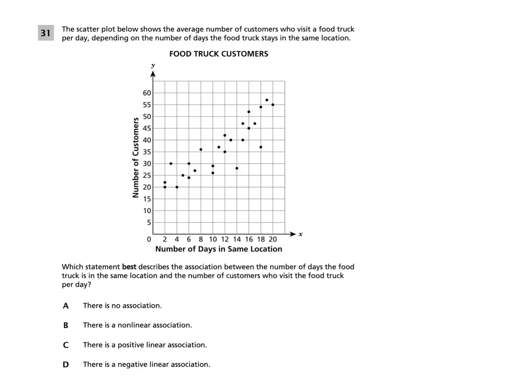31. The scatter plot shows the average number of customers who visit a food truck per day depending on the number of days the food truck stays in the same location. Which statement best describes the association between the number of days the food truck stays in the same location and the number of customers who visit the food truck per day? So there are 4 choices. There's no association. There's a nonlinear association. There's a positive linear association. There's a negative linear association.